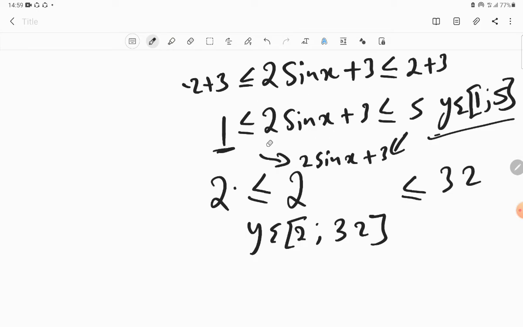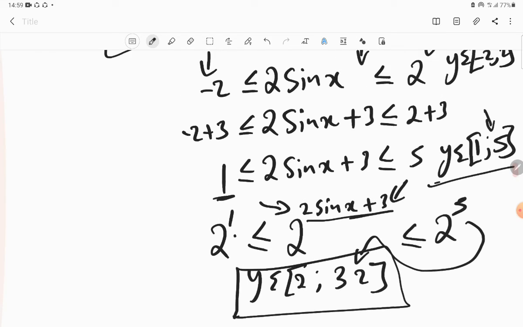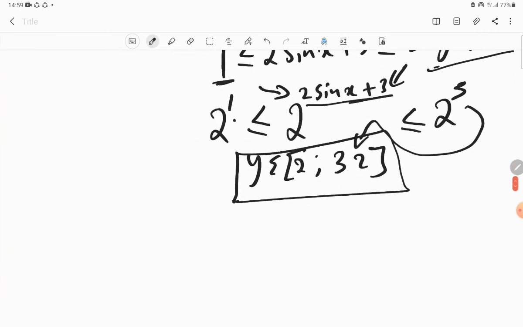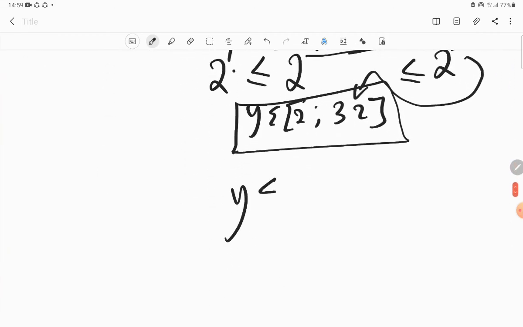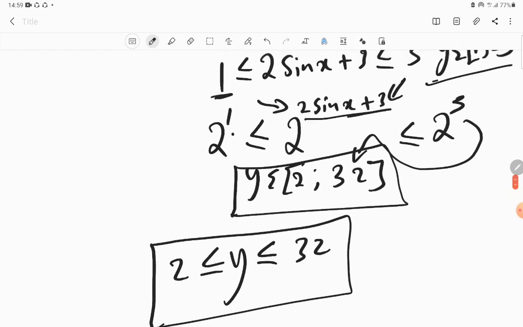So you can only put 1 as the minimum value to find the minimum value of the whole function, which is 2 to the power of 1, which is just 2. Then over there you have 2 to the power of the maximum value, which is 5, and that simplifies to 32. So this is the range of this function. It can also be presented as y less than or equal to 32 and greater than or equal to 2. One can decide to put it this way, which is the very same thing.